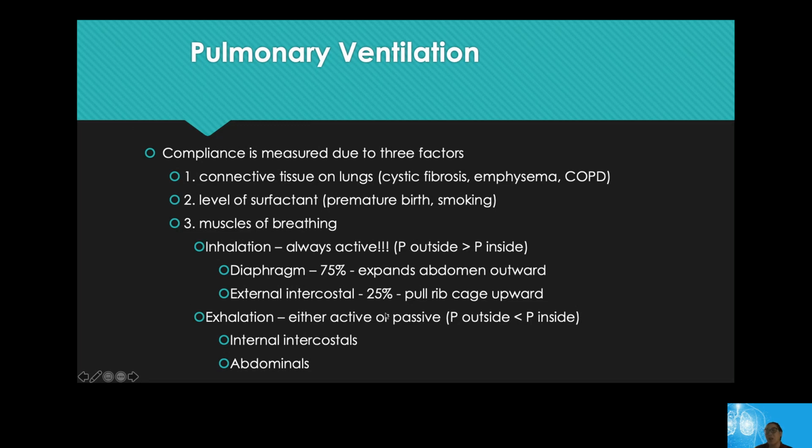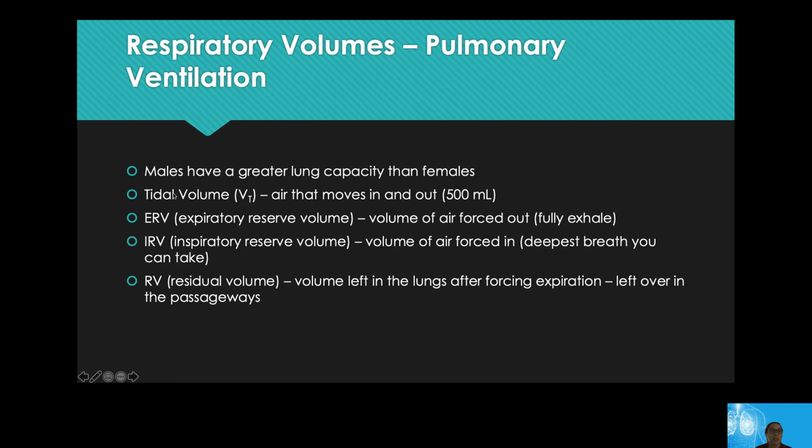Once air is brought in, though, the process of measuring that air is done through respiratory volumes. One big thing we know, males have a greater lung capacity, about 6 liters, compared to females, about 4.2 liters. And we can measure the movement of air from the lungs. Tidal volume moves the air in and out of the lungs, kind of like the waves, the tides in the ocean. And that's about 500 mils, so about half a liter each breath.